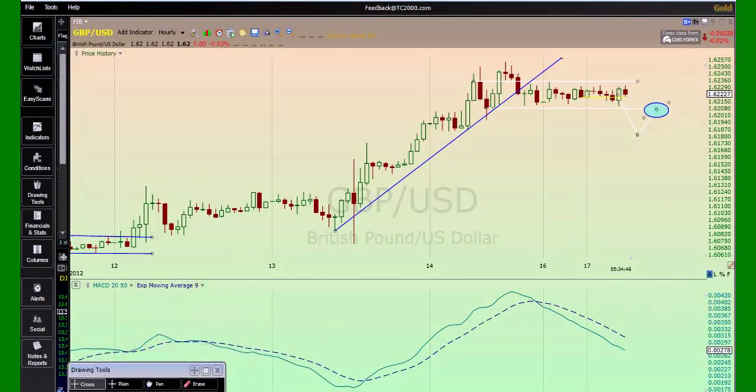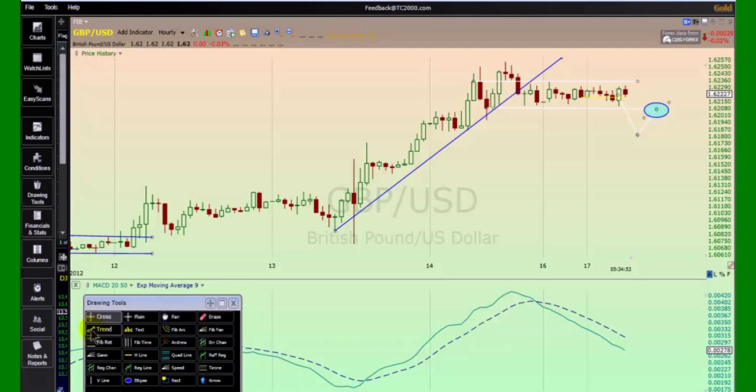In fact, ladies and gentlemen, when MACD crosses above its signal line, it's telling us that the price has crossed above a bearish trend line. I'm going to say it again.